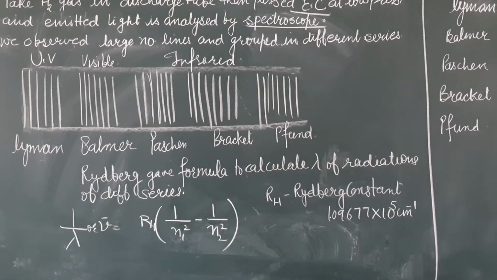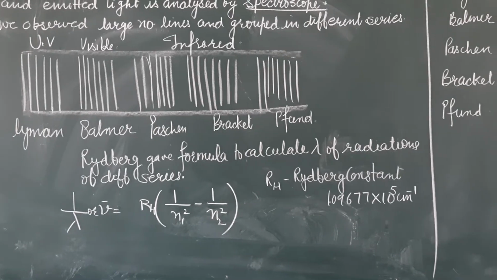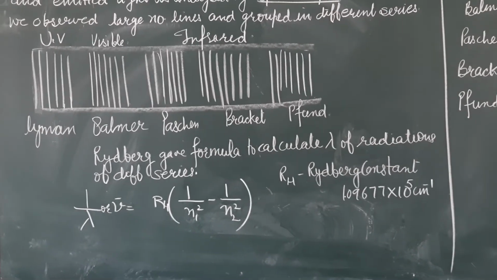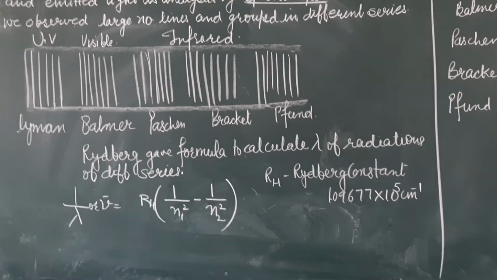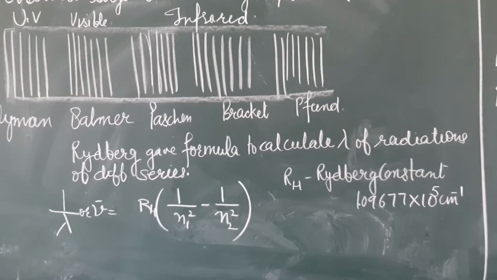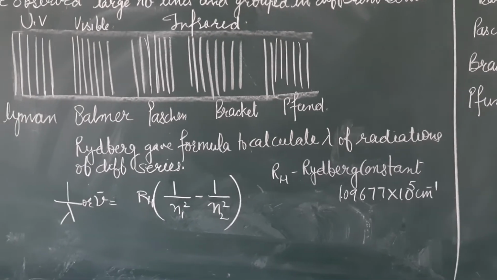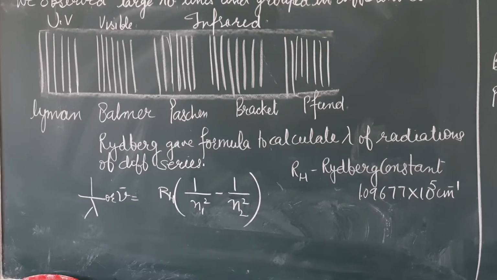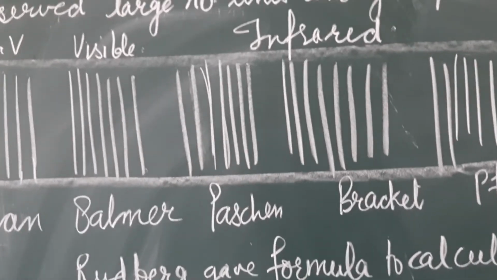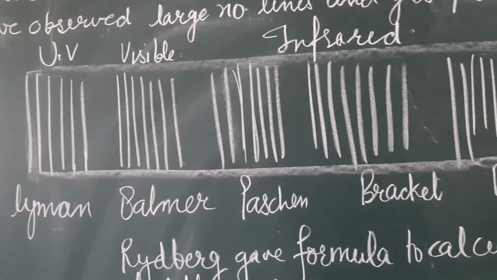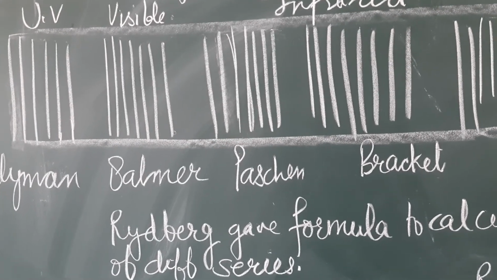When you supply energy to the electron, it moves from its ground state to an excited state, which I will explain in the next video, Bohr's model. The excited state is unstable. It again comes back to the ground state by releasing energy, and that energy is released in the form of radiation, and due to this radiation we get a spectrum having different series which show different wavelengths of radiation.